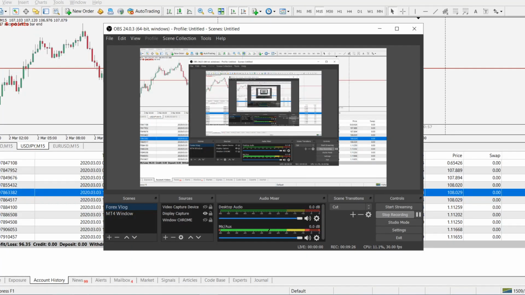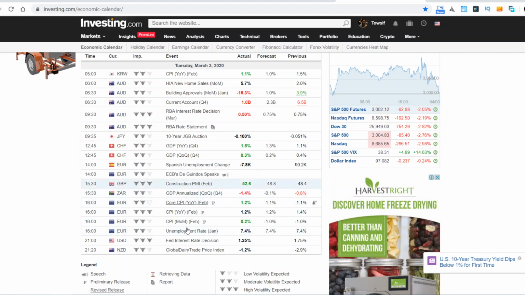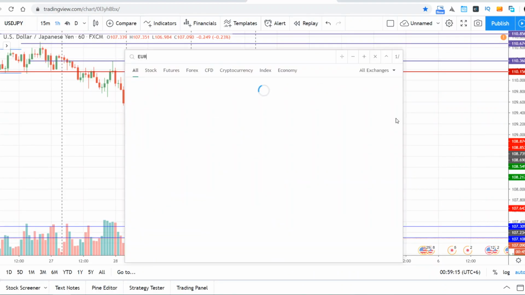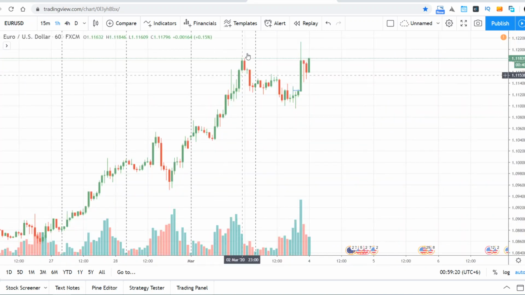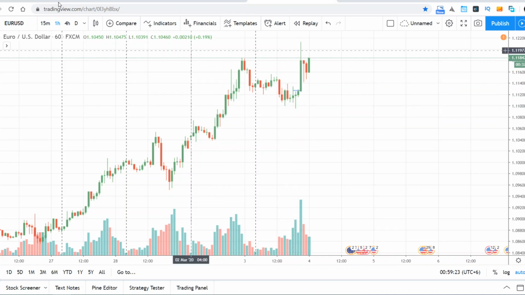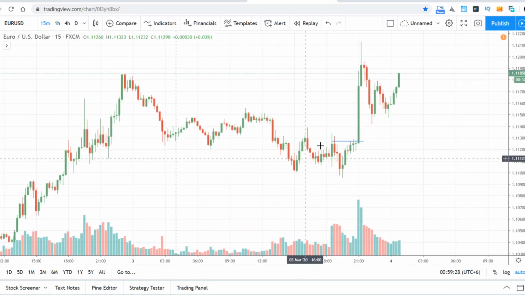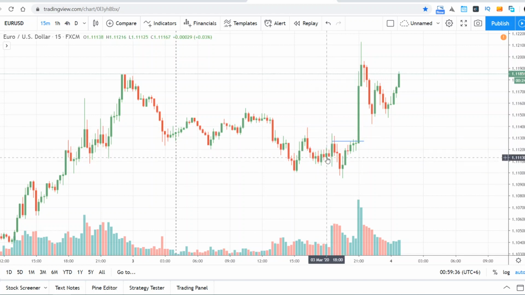News was supposed to come out from euro news, these ones. So after these came out, let me go to the euro chart. Let me go to the 15 minutes. So after the news came out, the chart was over here. Things were over here, so I was waiting to see some activity.